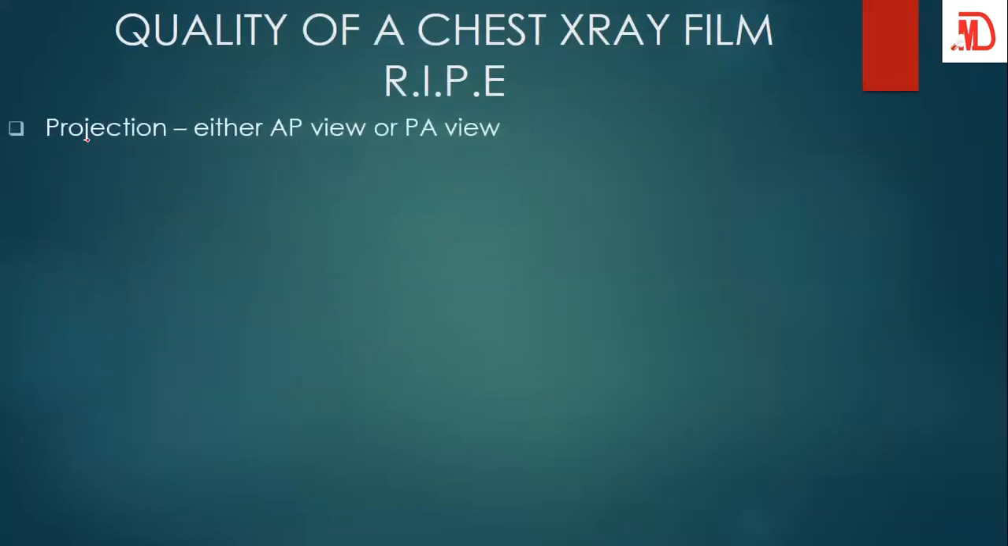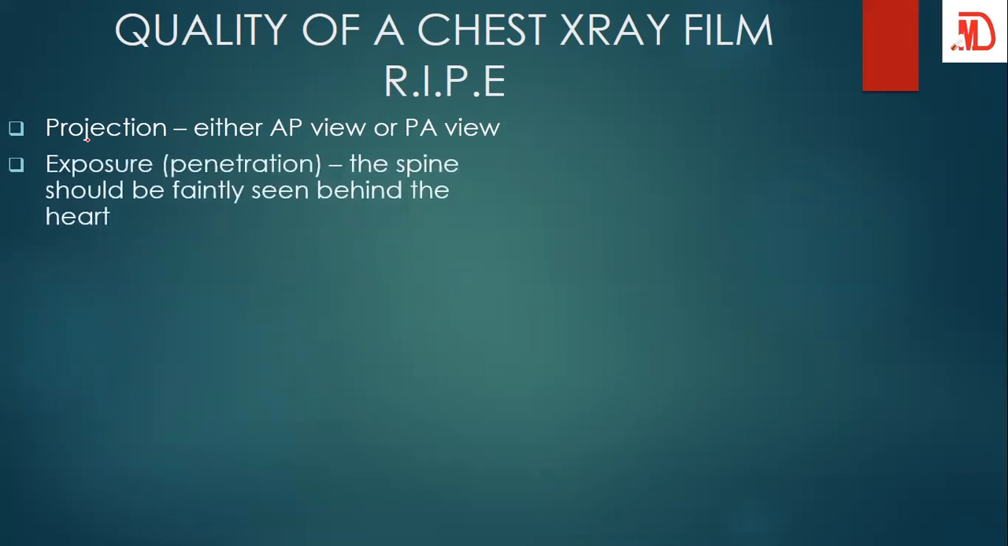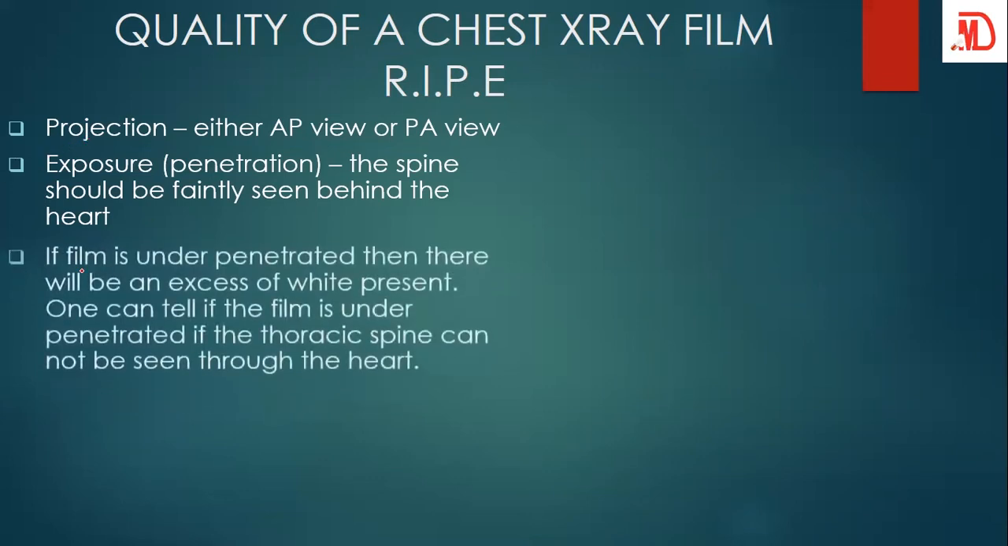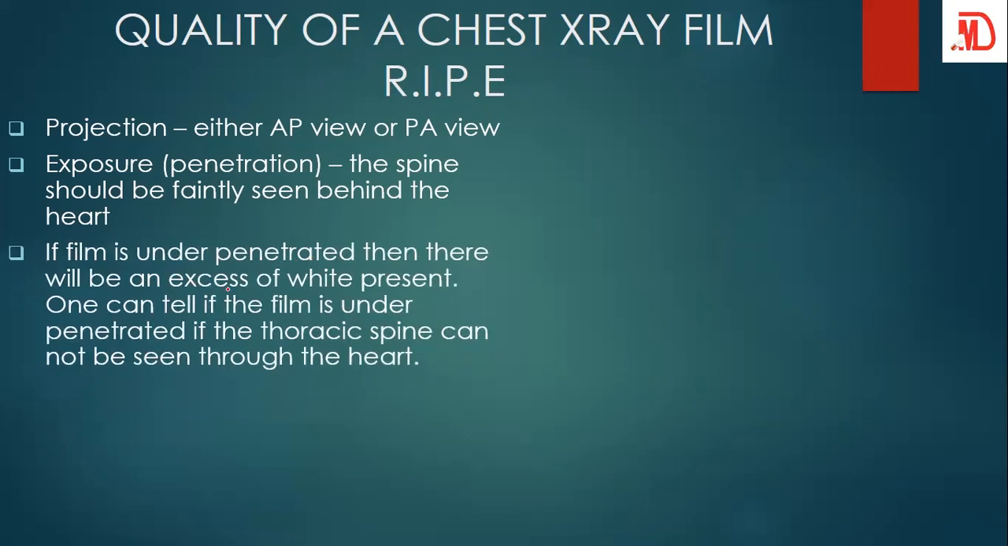Again, the quality of the film projection, like I said earlier, talks about the AP or the PA view plus the lateral view. Then exposure: we are talking about the penetration. In a well-penetrated or well-exposed X-ray, you should have the spine faintly seen behind the heart. Very, very important. So please take note of that as well.